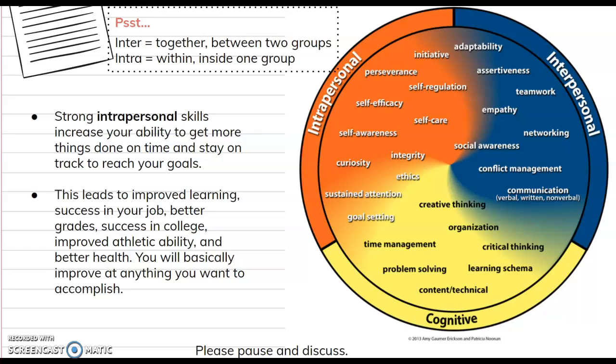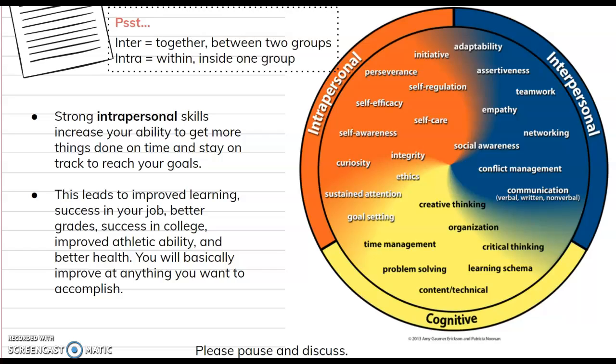All right. So here is the College and Career Readiness Competency Wheel. This wheel is used in a vast majority of ways by both educators and students all over the nation. I would like to point out that there are three elements of this wheel: intrapersonal, interpersonal, and cognitive. I have a little hint at the top of the screen, the difference between the prefixes inter and intra. Inter means together and between two groups. Intra means within, inside one group, like yourself.